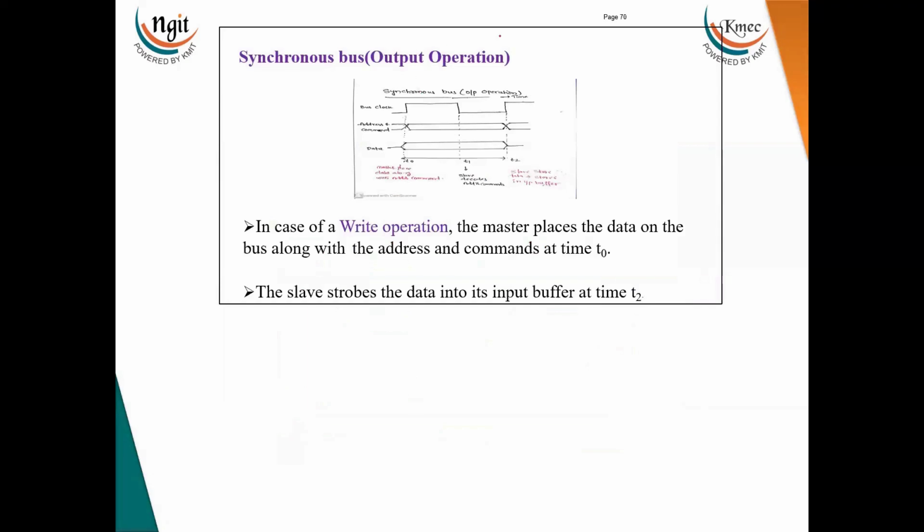Now if the processor wants to send data to the IO device, this is the clock. At T0, the processor places the address and also puts the command, which is the write command, and at the same time the processor places the data. At T1, this address is decoded by the interface, and after that this data is strobed into the output data register in the output interface device at T2. This is how the synchronous output operation takes place.